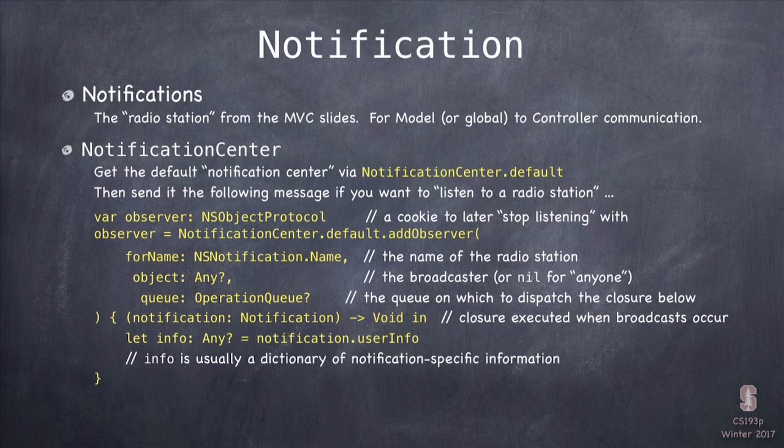Inside this closure, you can see there's one argument, which is the notification. That is the broadcast packet, if you want to think of it, that was broadcast. And inside there's a couple of things, but the really important thing is something called the userInfo. You see that notification.userInfo? That's a dictionary that the broadcaster can put any information they want into for people who are listening to this radio station. We'll have some examples to see what kind of stuff people put in their userInfo. So that's it. Super straightforward. This is how you listen to a radio station.